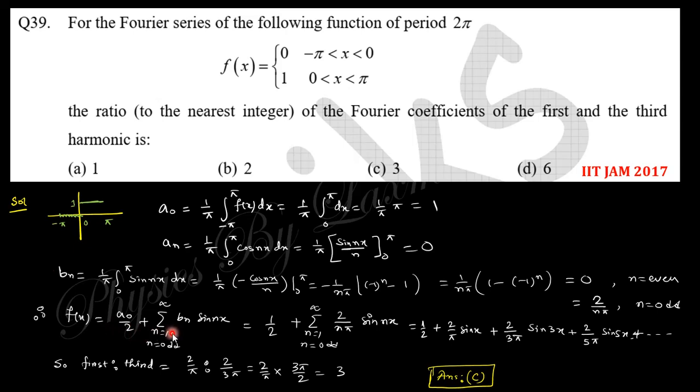This is the summation of the solution. Taking the summation and expanding, you can see this is the solution. Now you need to find the Fourier coefficients of the first and third harmonic. This is a constant part, not a harmonic term; these are the harmonic terms. So the first harmonic term coefficient is 2 by pi, and the third harmonic term is 2 by 5.